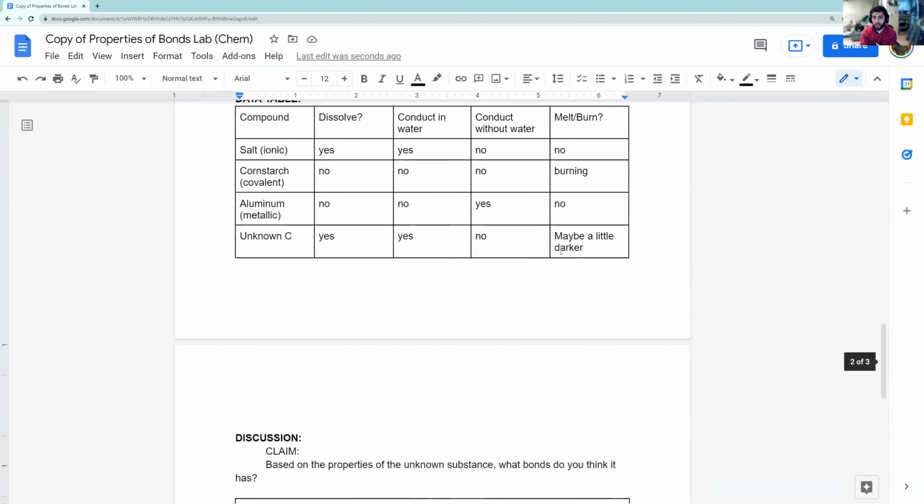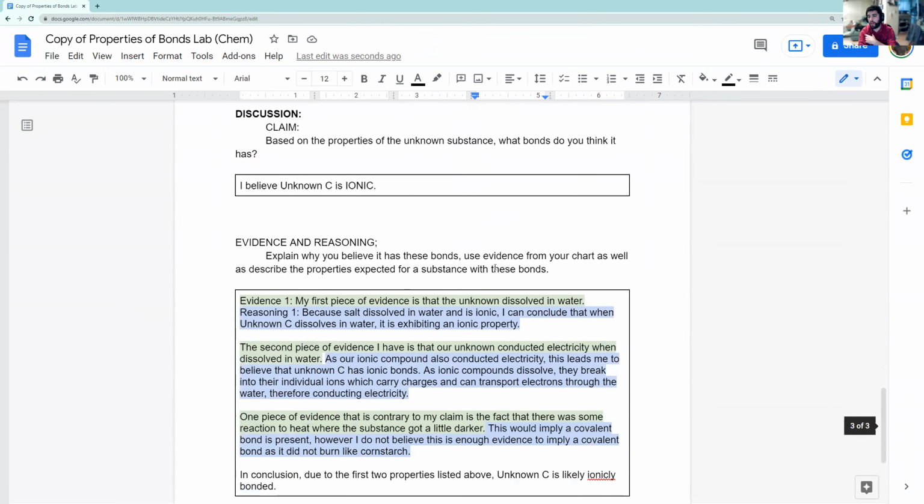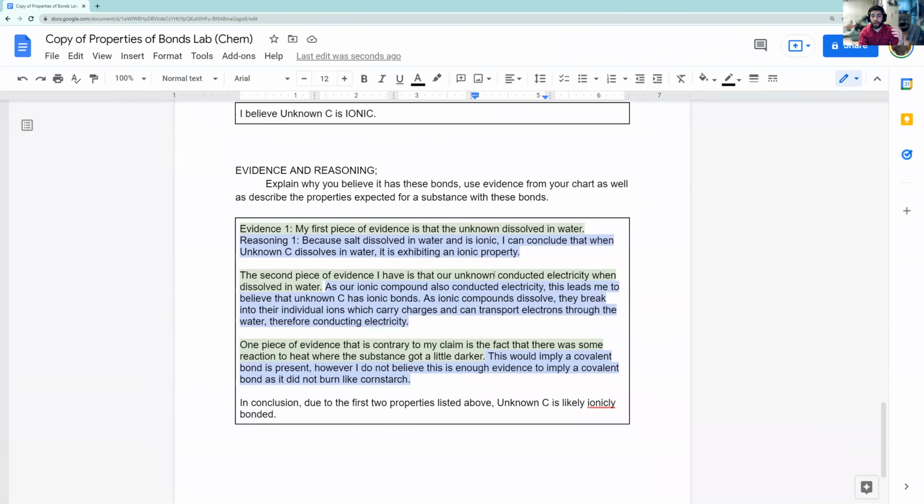You may want to include instead this, conduct without water. You can say, while it did not conduct without water, which is similar to both ionic and covalent, it is unlike a metallic bond, which would have conducted electricity. So you can knock that out of the running, but I don't feel that is as important as specifically the pieces of evidence that point to your argument.